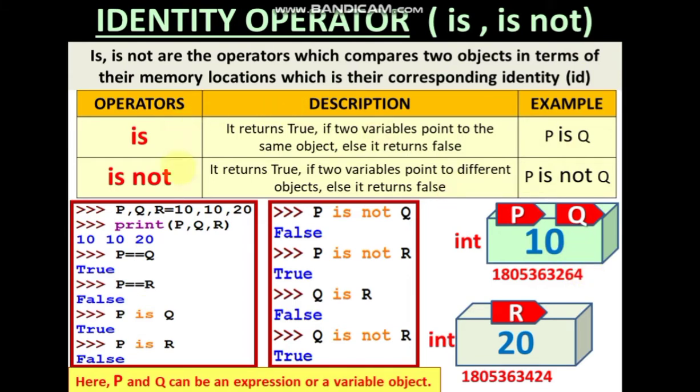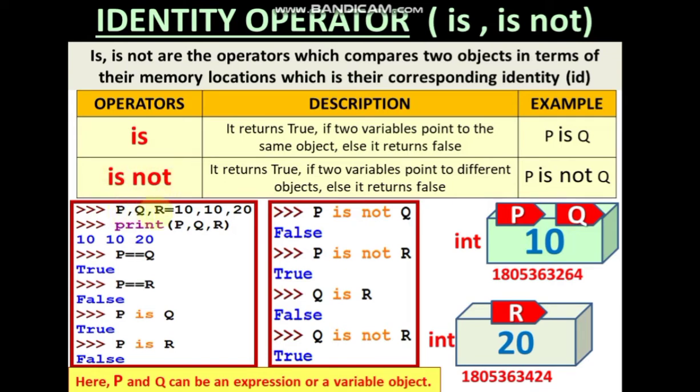Now, is not. Is not is just the opposite of is. So is checks whether the two variables point to the same object, else it will return a false value. Is not checks whether the two variables are pointing to different objects. If they are pointing to different objects, you will get a true value over here.